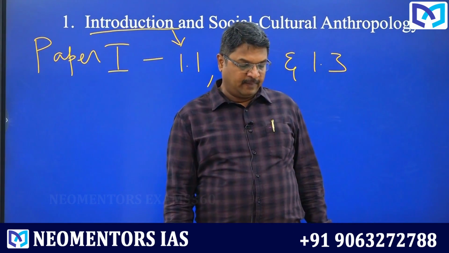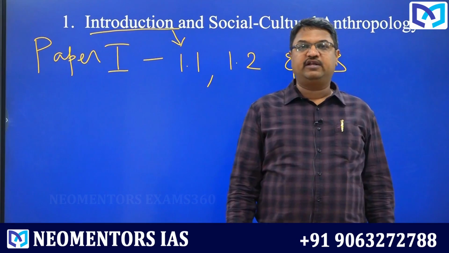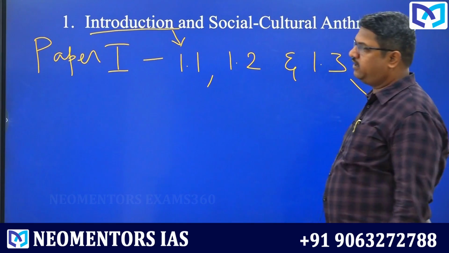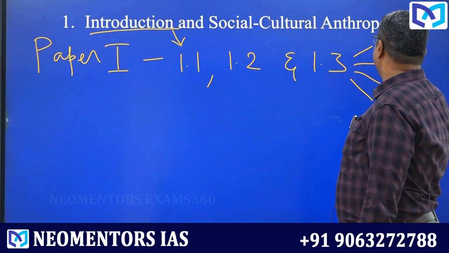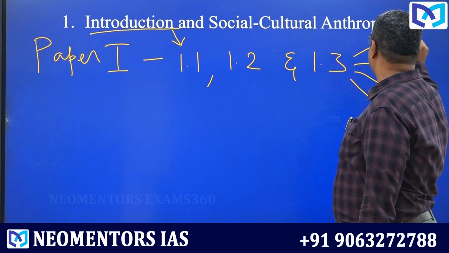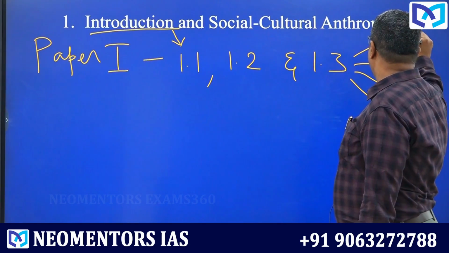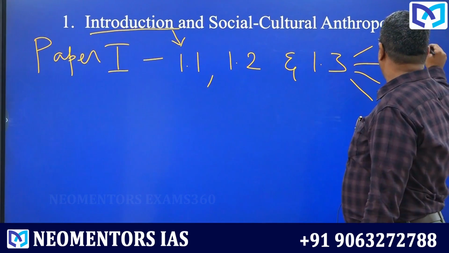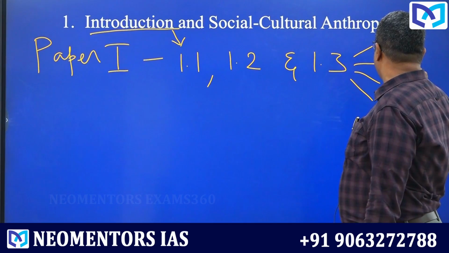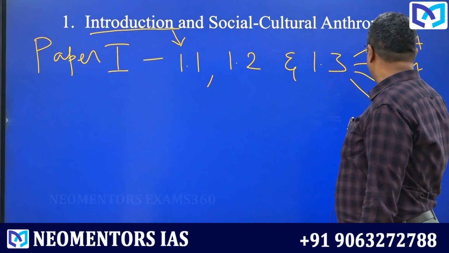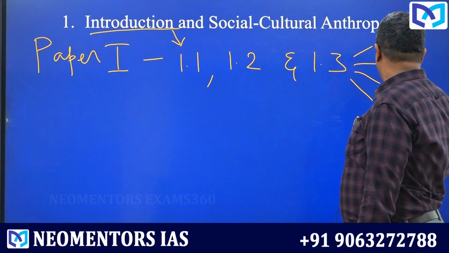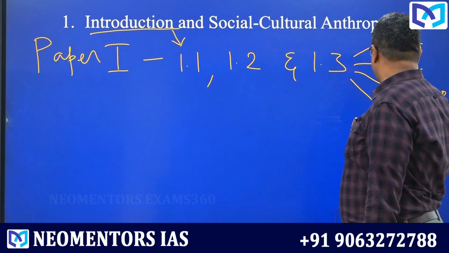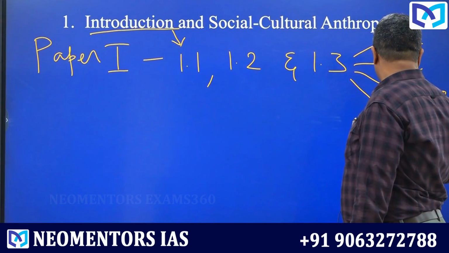1.3 is the one where the clear division of anthropology was done. As I said, the pioneering scholars of anthropology have divided the subject matter into 4. That is, they call it either social cultural or cultural anthropology, three ways of looking at it, but we in India call it social cultural anthropology. The second one is biological or physical anthropology. Thirdly, archaeological anthropology. And fourthly, linguistic anthropology. Here 1.3 clearly talks about all that.